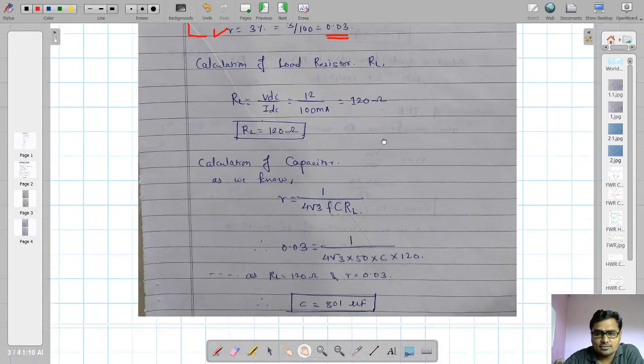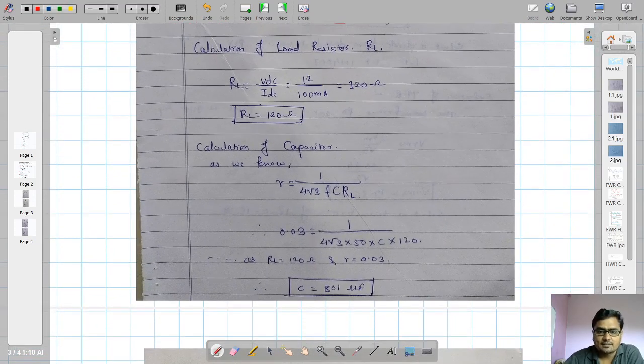What is the value of resistor R? R is always V by I. That is, load resistor is equal to the voltage across the load resistor divided by the current flowing through it. The voltage across the load resistor is 12 volt, whereas the current is 100 milliamperes. Milli means 10 raised to minus 3. So 12 divided by 100 milliampere gives us 120 ohm. So RL is equal to 120 ohm.